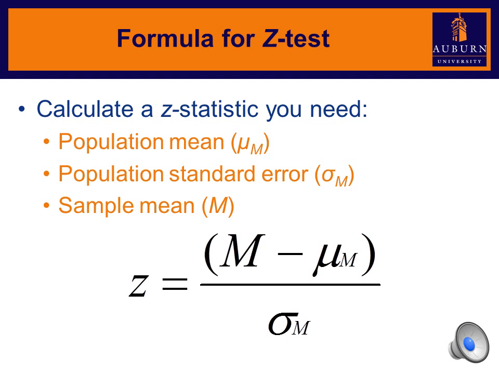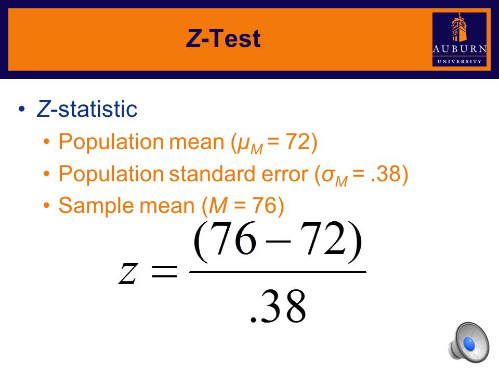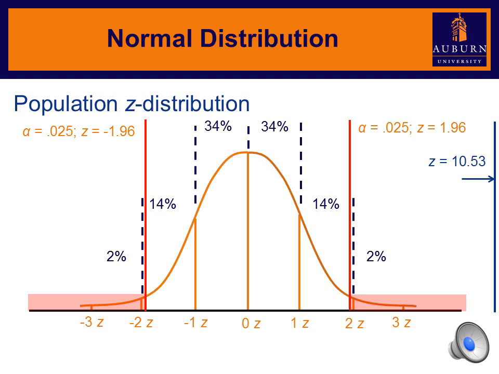Again, here is our z-statistic formula, and as we mentioned before, because the standard error is in the denominator, the smaller our standard error is, the larger our z-statistic is going to be. So if we plug in those values again, our mean of 76 for the sample minus our mean of the population of 72, but now we're going to divide by 0.38. When we do the calculations, we see that our z-statistic is now 10.53. That is drastically higher than it was before when we only sampled 30 employees.